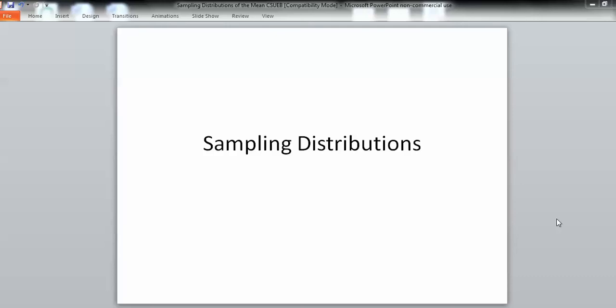The topic of sampling distributions is one of the most important topics in the statistics class, but it's also one of those topics in which it's difficult to understand why it's important when you're first learning about it. The reason is because you have to understand the idea of a sampling distribution and all of the concepts that go along with sampling distributions before you can understand how a sampling distribution can be used.